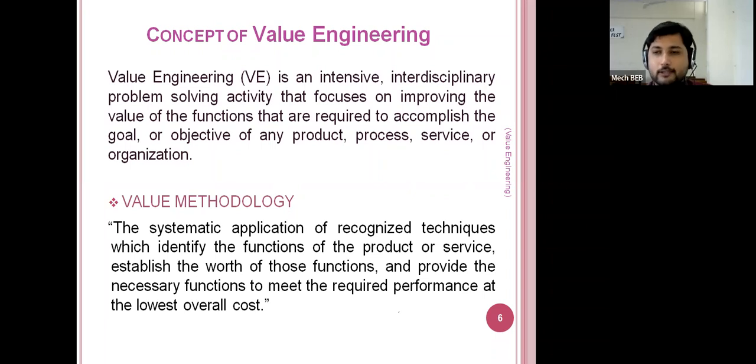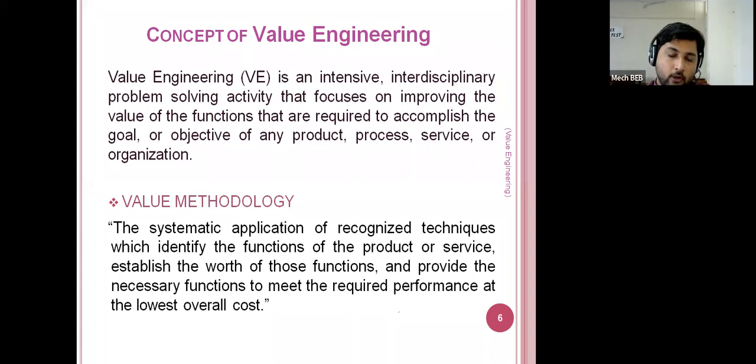Now this methodology tries to reduce the cost of the product and tries to inculcate value in the product. Okay, when the cost gets reduced, we know that the value of that particular product will increase, because if you maintain the same functionality and provide that product at a lower cost, then if you compare function with respect to cost, the cost of functionality will reduce, and value automatically increases.